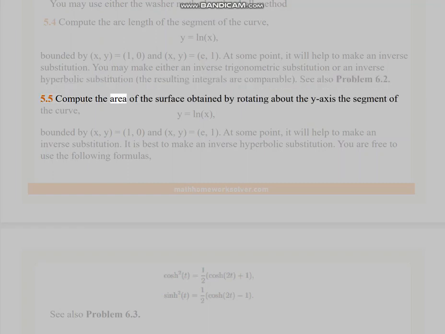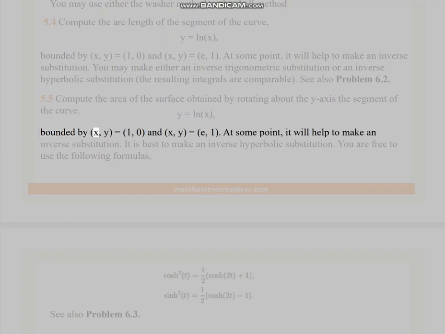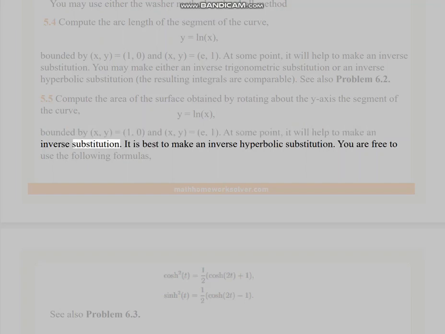5.5 Compute the area of the surface obtained by rotating about the y-axis the segment of the curve y equals ln x bounded by (x, y) equals (1, 0) and (x, y) equals (e, 1). At some point, it will help to make an inverse substitution. It is best to make an inverse hyperbolic substitution. You are free to use the following formulas. See also problem 6.3.